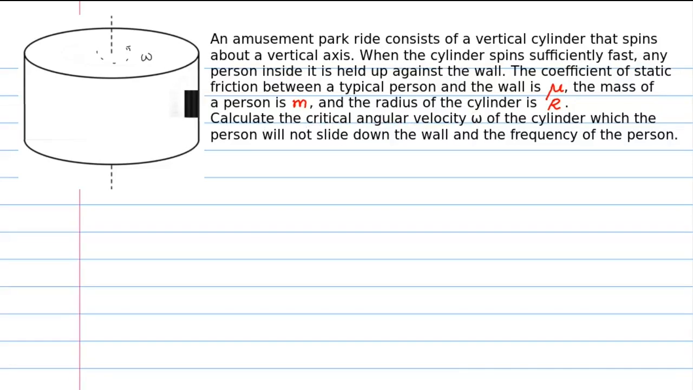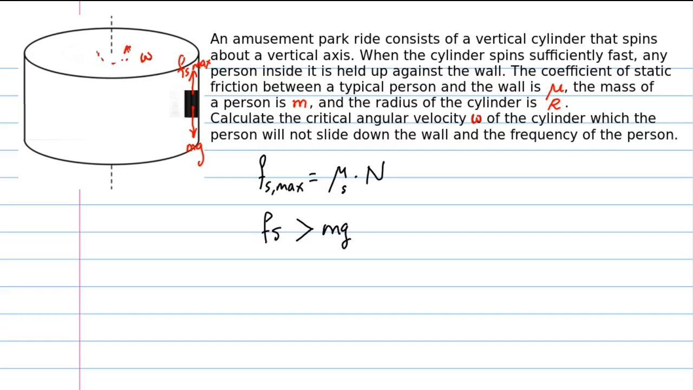Calculate the critical angular velocity omega of the cylinder, at which the person will not slide down the wall, and the frequency of the person. So while it is spinning, angular velocity is omega. In the vertical direction, due to gravity, the person is subject to a downward force mg, and the maximum upward force is Fs maximum. Fs maximum is mu static times the normal force. In order for the person not to slide down the wall, the condition is Fs greater than mg.